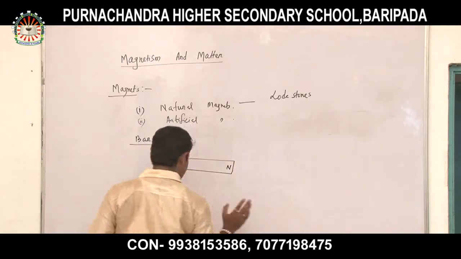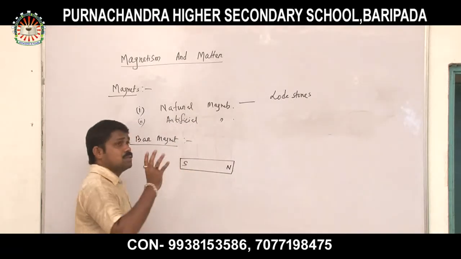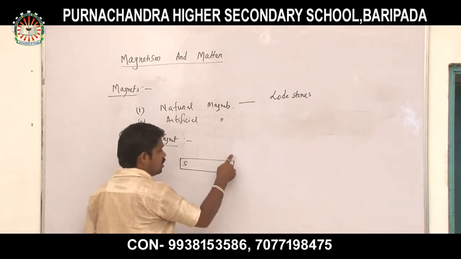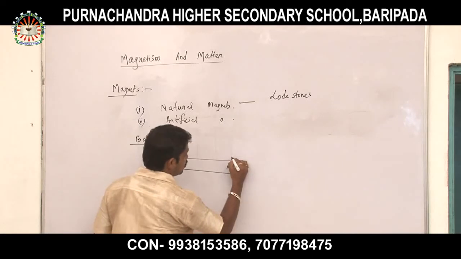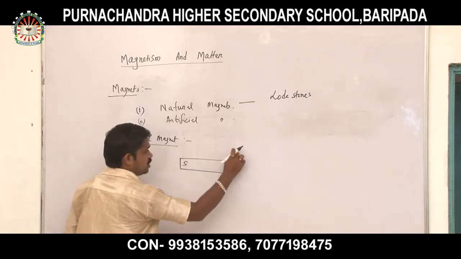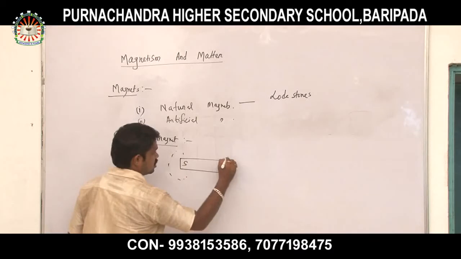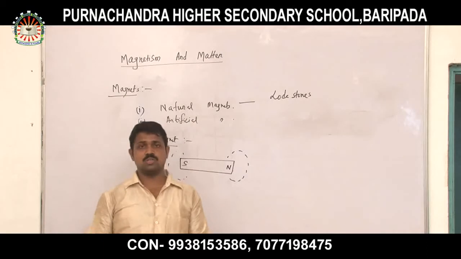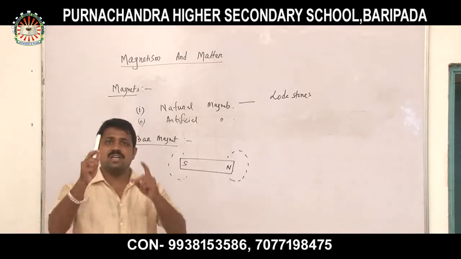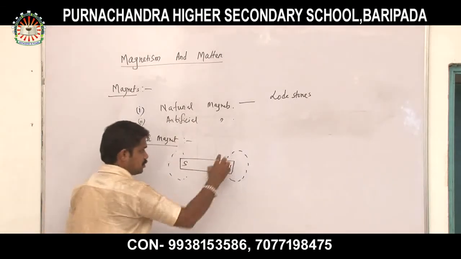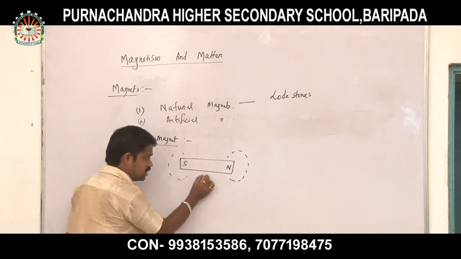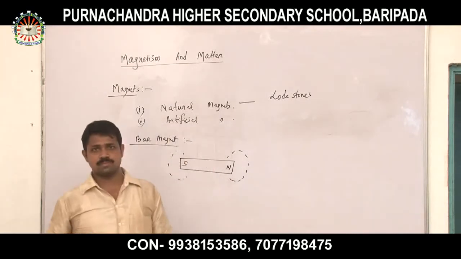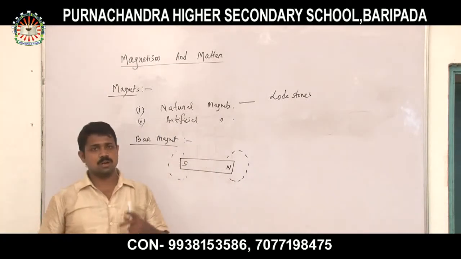Understood? Okay. Another very important point is that the strength of the magnetism is greater nearer to the poles. In these regions, the strength of the magnetic field is more. So the strength of the magnetic field is more at the poles, not in the middle region. In the middle region, it is a little bit weaker than the pole region. Understood all of you? This is the number two property.